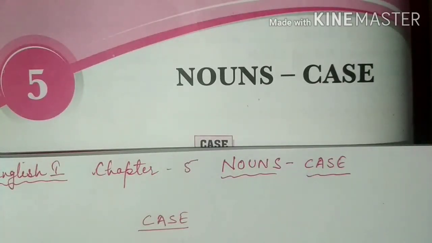Hello class 6. Today we'll start the 5th chapter of English 1, that is nouns case. We know what nouns are. A lot of time we have studied about nouns. Nouns are the naming words, the names of places, animals, things or emotions. Now in this chapter we'll see how nouns and case are correlated with each other. So before we begin with this chapter, we'll see what we understand by case.